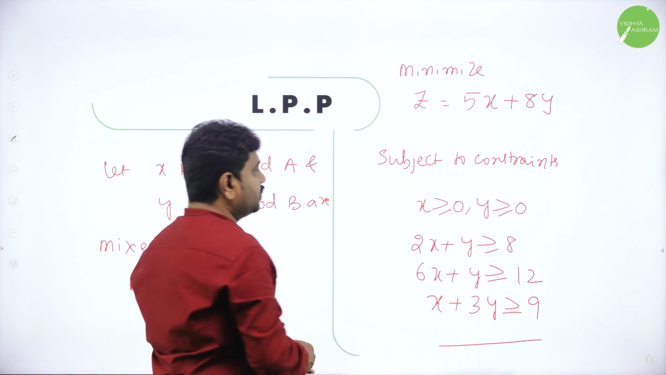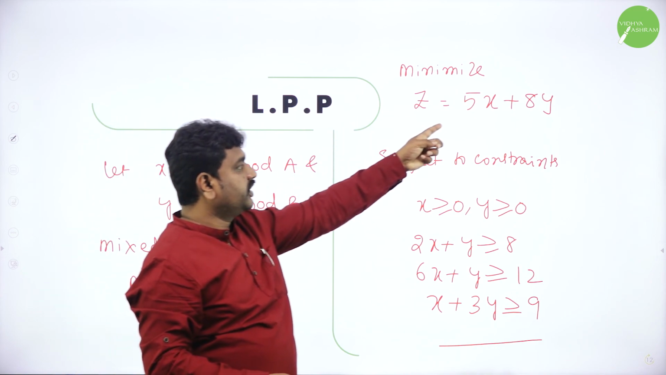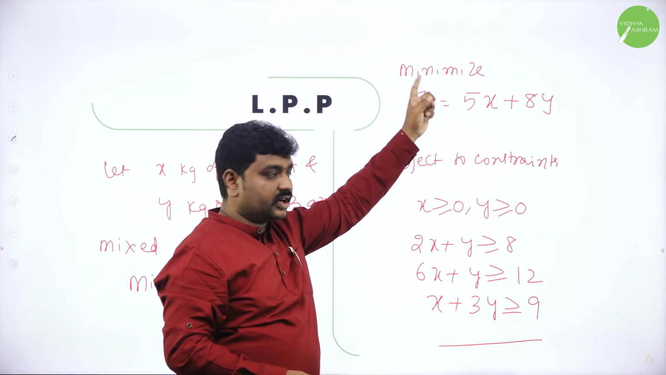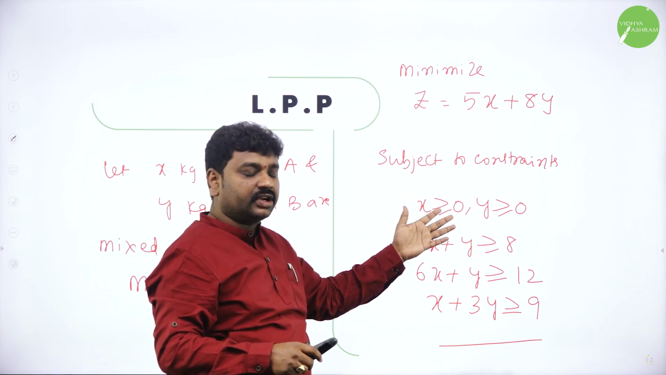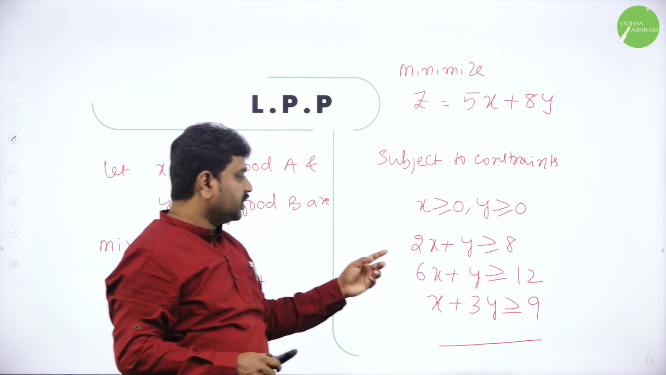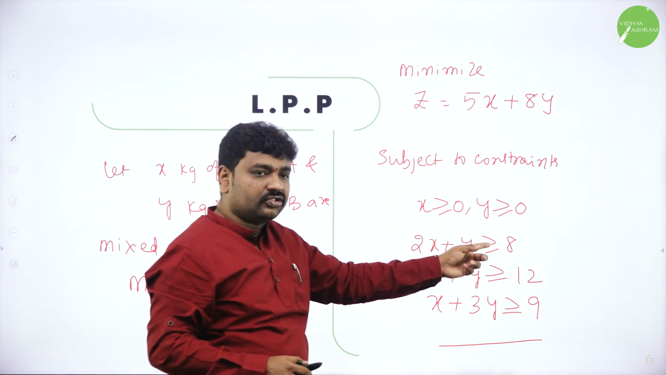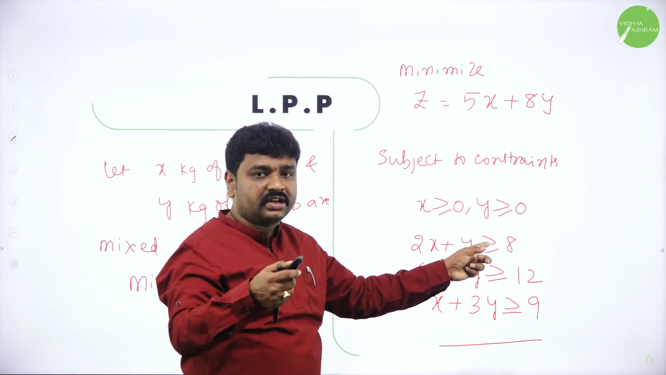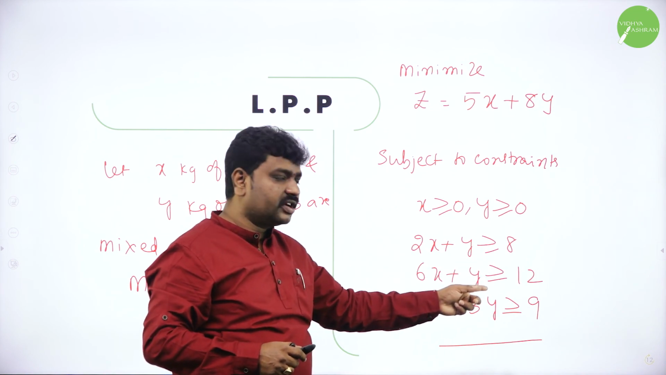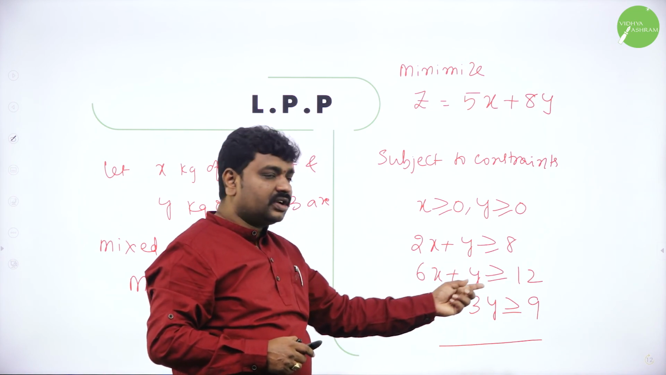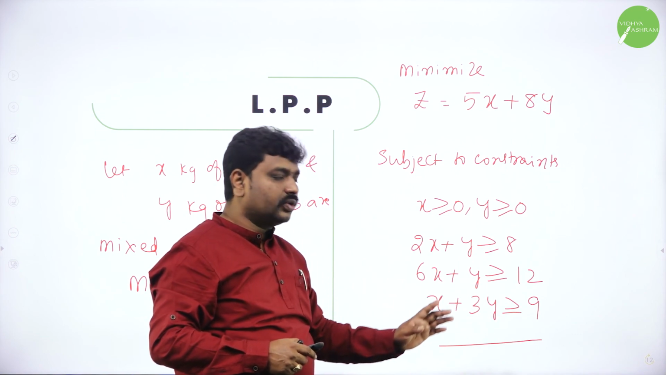So that's it. So I have formulated z equal to 5x plus 8y. This is the cost. I have to minimize. Conditions: number of units you are mixing cannot be negative, so both are positive. Then protein minimum requirement is 8, so after you mix it should be greater than or equal to 8. Minimum carbohydrates is 12 units, so it should be greater than or equal to 12. Fat minimum is 9, so greater than or equal to 9.